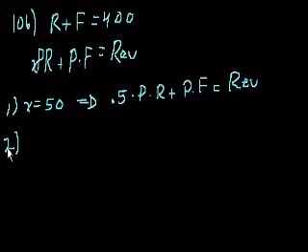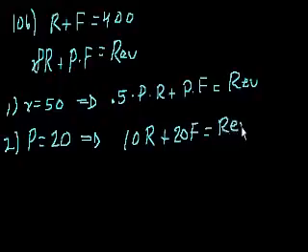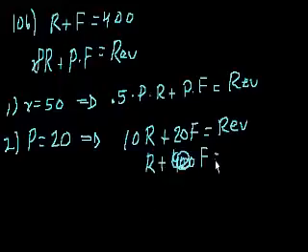Statement 2: full price tickets sold for $20 each. So the price of a full price ticket is $20. So now this is interesting. Now we could take this and substitute it into this equation, because we now know what the P variable is. And so if we use both of these conditions, we have 50% of a full price, well, that's $10 times the number of reduced price tickets, plus $20 times the number of full price tickets is equal to the revenue generated, and then we know that a total of 400 tickets are sold. R plus F is equal to 400.